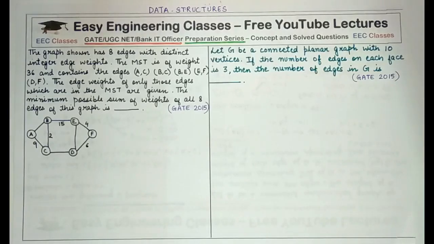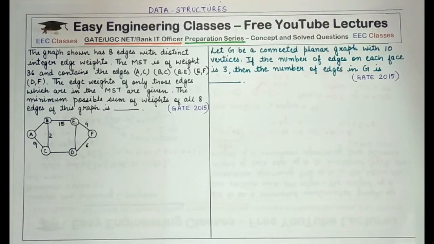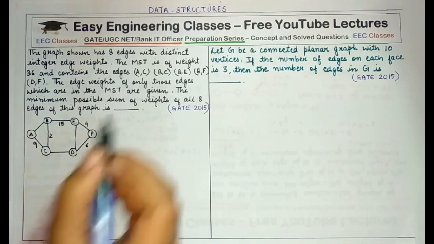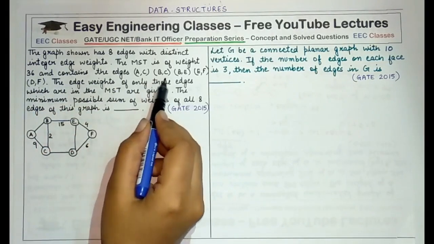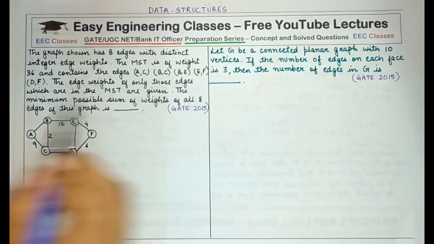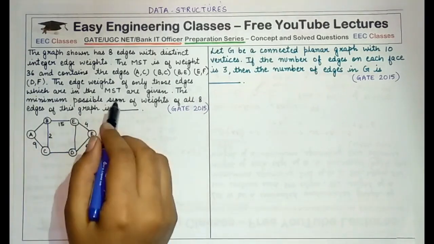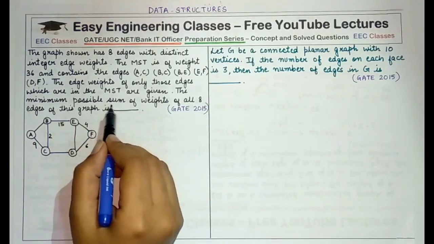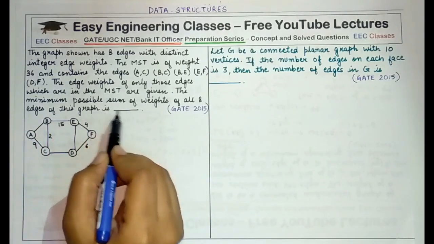The question says that the graph shown has 8 edges with distinct integer edge weights. The MST, that means the minimum spanning tree, is of weight 36 and contains the edges AC, BC, BE, EF and DF. The edge weights of only those edges which are in the MST are given. The minimum possible sum of weights of all 8 edges of this graph is?